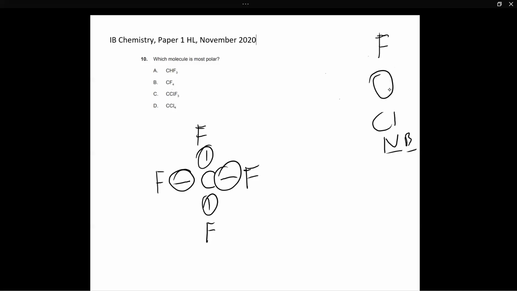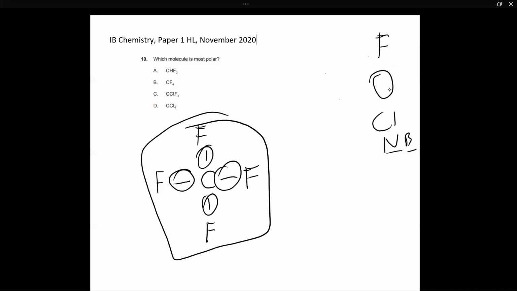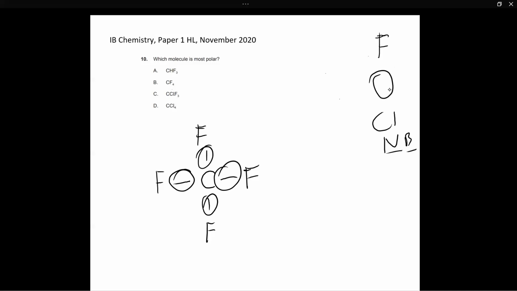Now, despite all of these bonds being polar, the polarity of the overall molecule, not just the individual bonds, also depends on one other factor, and that is the molecular geometry. I'm just going to call it the molecular G. It's called the molecular geometry.